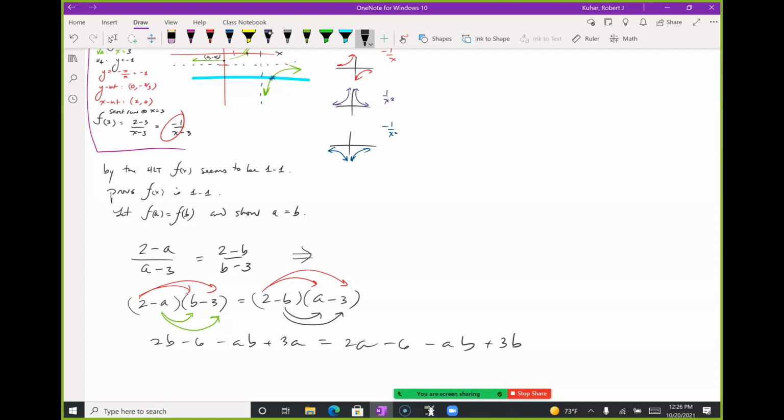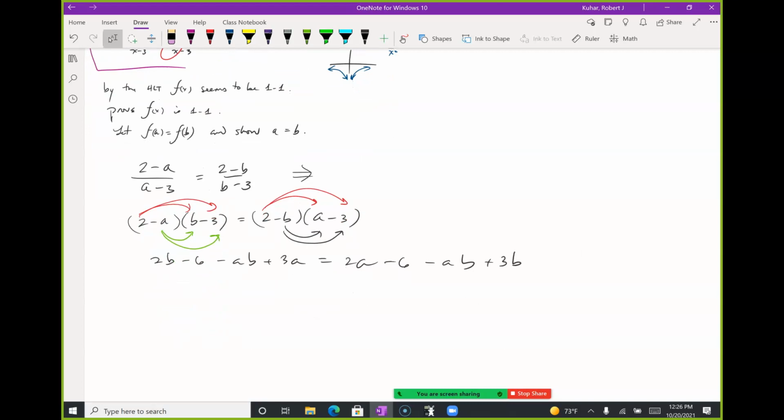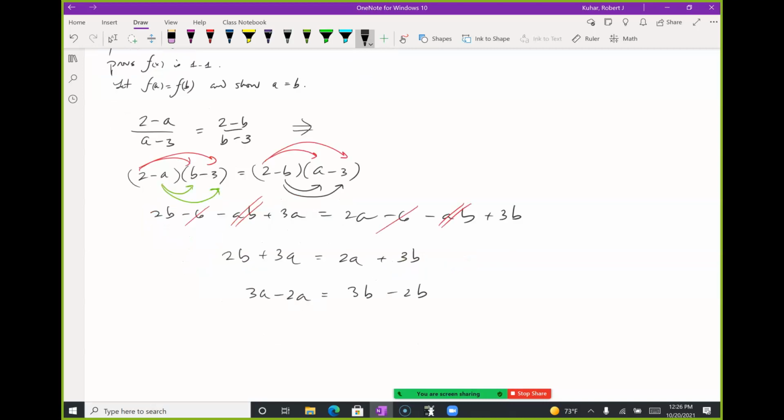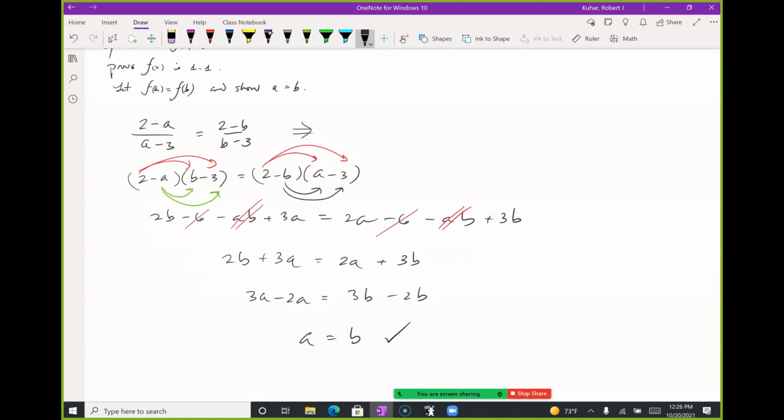Daria, nice. Wilder, nice. So I see some things that match up that are going to go away. The -6 goes away, and the -ab goes away. So I've got 2b plus 3a is equal to 2a plus 3b. And then I want to move things and minimize the number of negatives I have. So I'm going to move the a terms to the left and the b terms to the right. I would like things to end up positive if I can. So what do I get? I get a equals b. That's it. That's what I wanted. So f of x is 1 to 1.